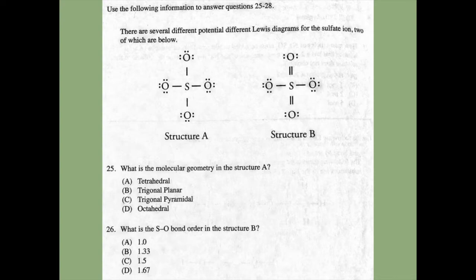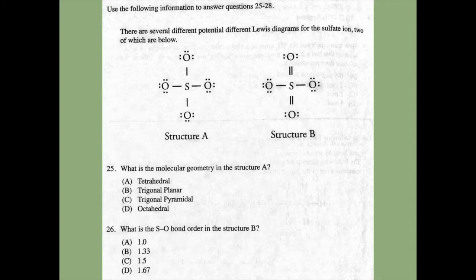For sulfur, it's going to be 6 valence electrons minus the 4 bonding pairs. Therefore, it's going to be a +2 formal charge, because -4 plus 2 gives you the overall charge of sulfate, which is -2. So I have quite a bit of formal charge on this molecule.